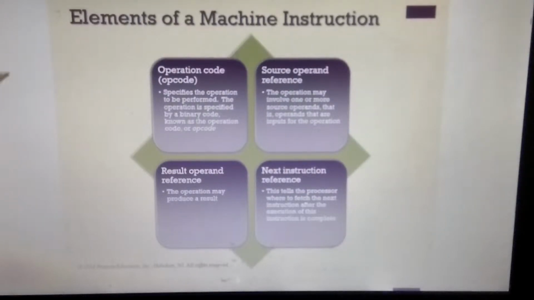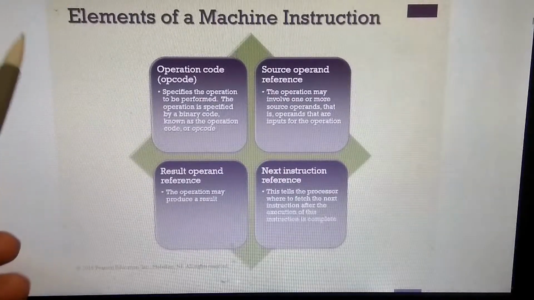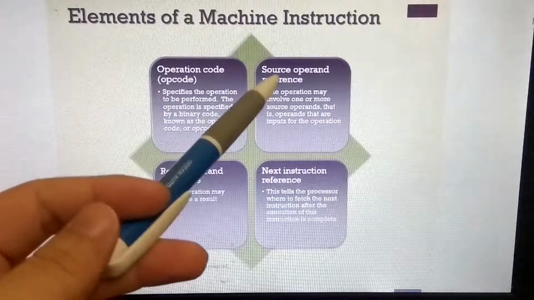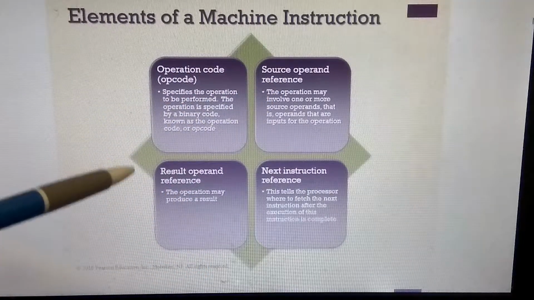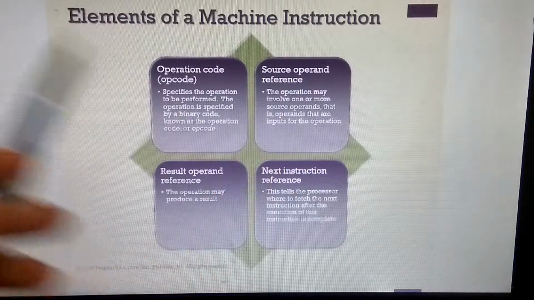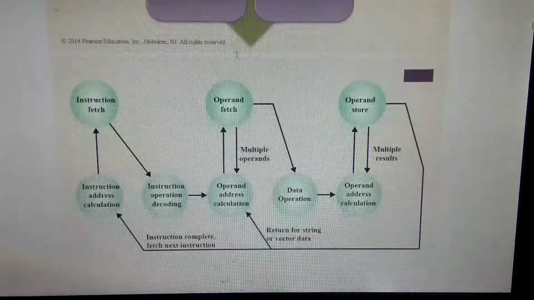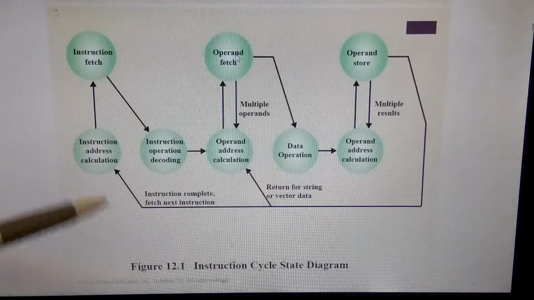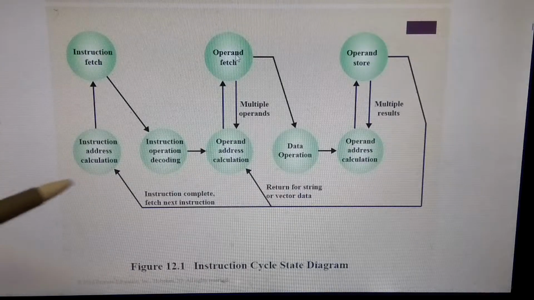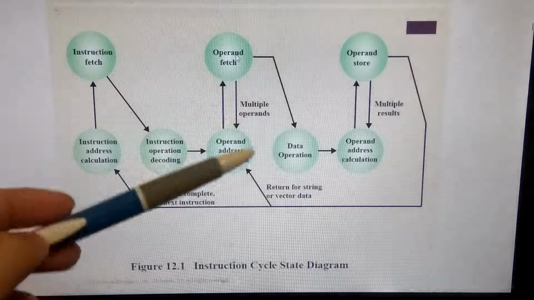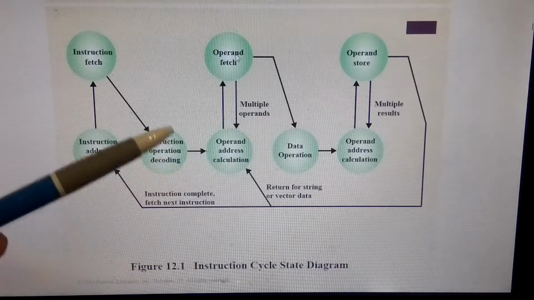And we will look at the elements of a machine instruction. First of all, we have the operation code, which is the opcode, then the source operand reference, the result operand reference, and the next instruction reference. This is the cycle state of those instructions and how they move along each other to complete the executions.